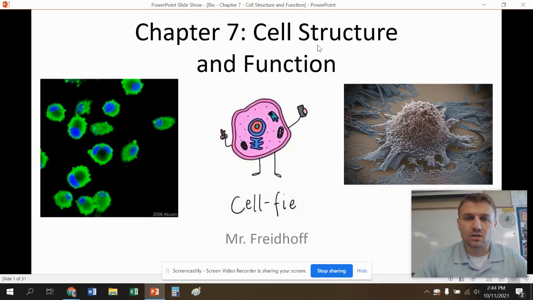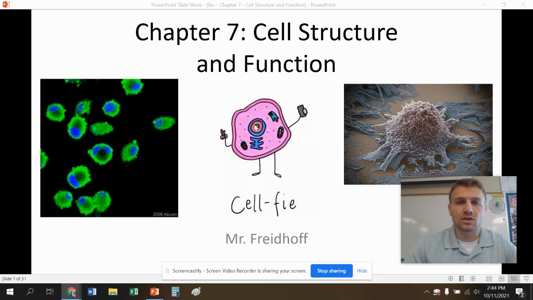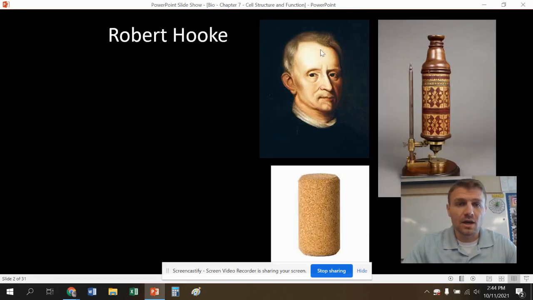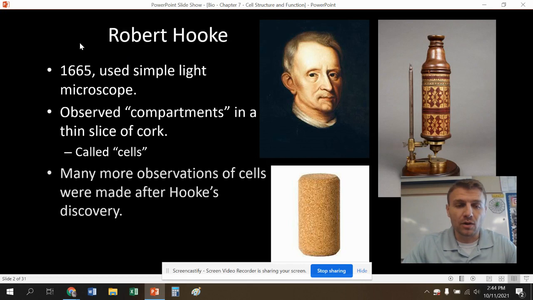We're going to go over cell structure and function. In this chapter, we're going to specifically look at organelles and how their structure, or their shape, is going to determine their function, or their job. To start us off, let's talk a little bit about Robert Hooke and the first identification of cells.